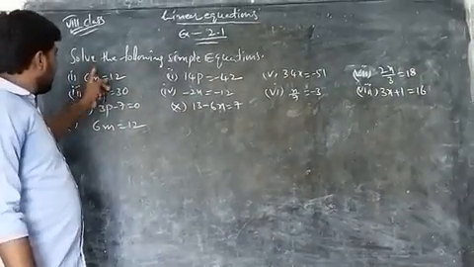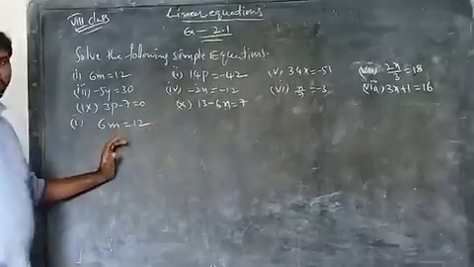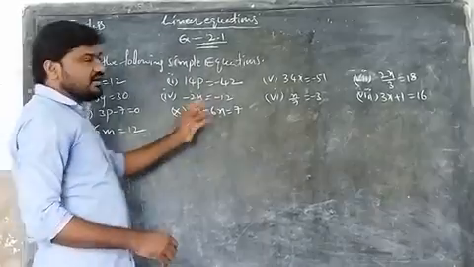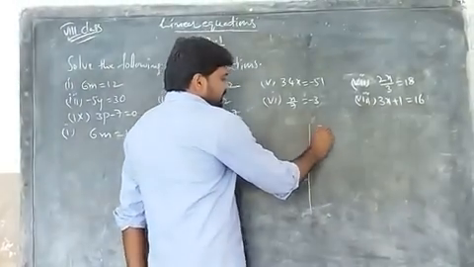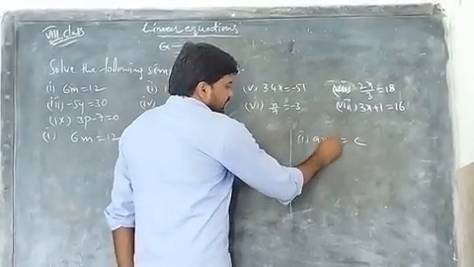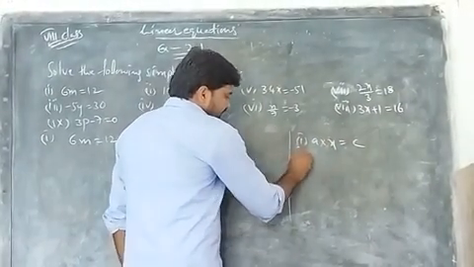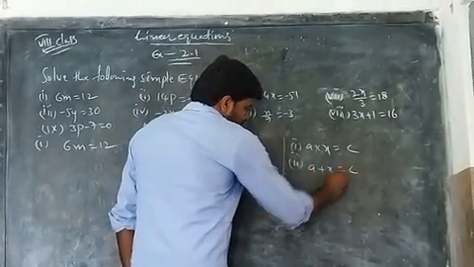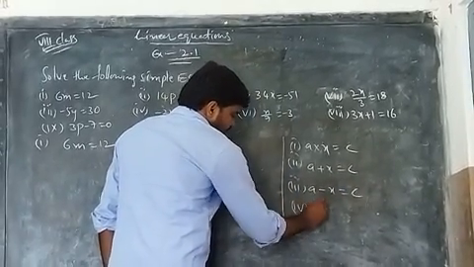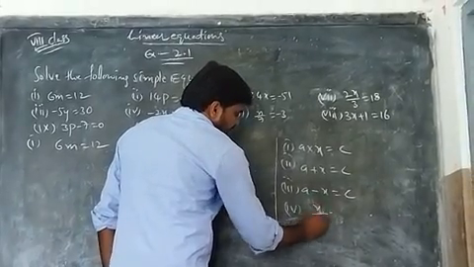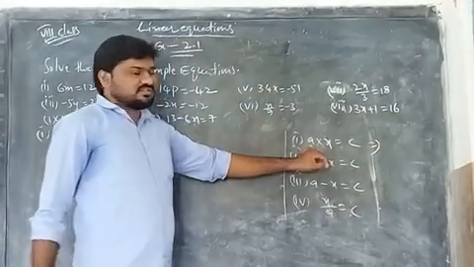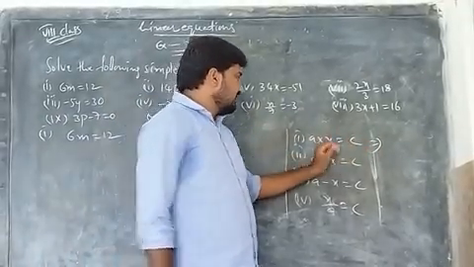The first problem is 6m equal to 12, that is 6 into m equals what? We discussed this already yesterday. For example, first one, a into x is equal to c. Second one, a plus x is equal to c. Third one, a minus x is equal to c. Fourth one, x divided by a is equal to c. In the LHS we have a into x and in the RHS c, and now you are going to find the x value.